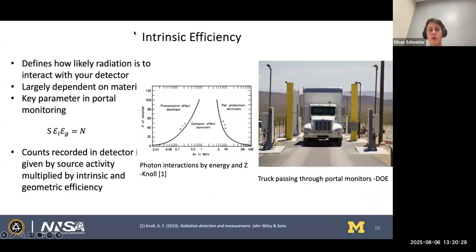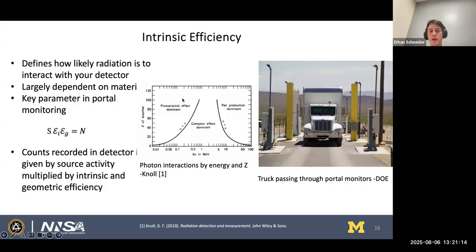Another component to keep track of is, of course, intrinsic efficiency, and this is a measure of how likely our radiation is to actually interact and produce signals within our detectors. So you can imagine this is very important when looking for sources. For instance, if we have some kind of portal monitor situation where you have detectors on either side looking for radioactive sources being moved across a border, we want to be very careful that when radiation passes through a detector, that radiation is captured and gives us a signal that we can say, hey, there's a source here.